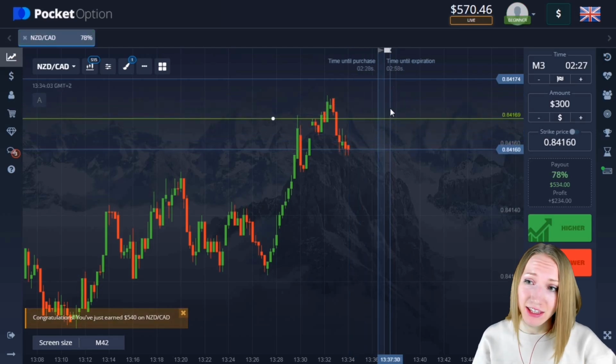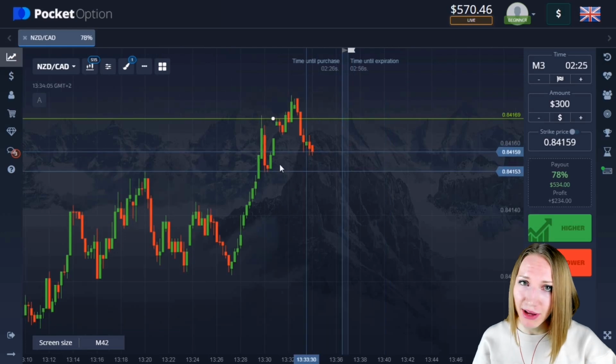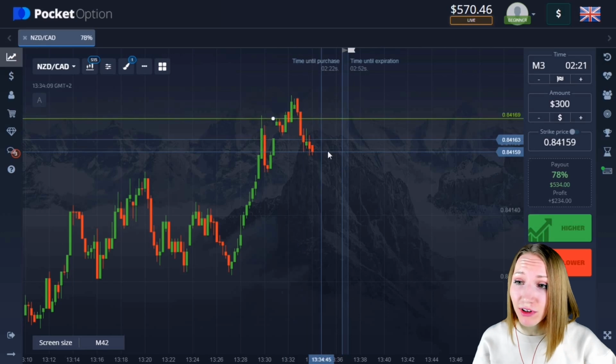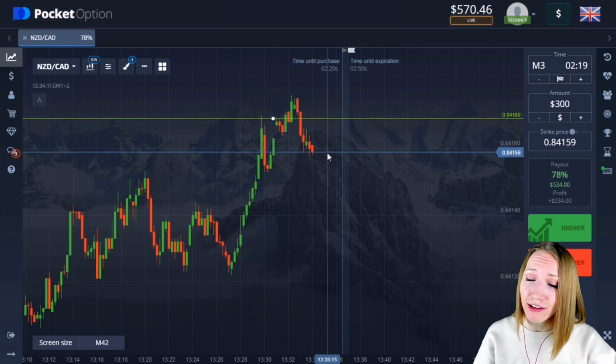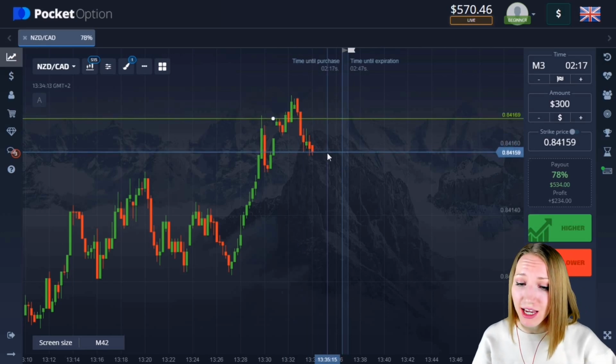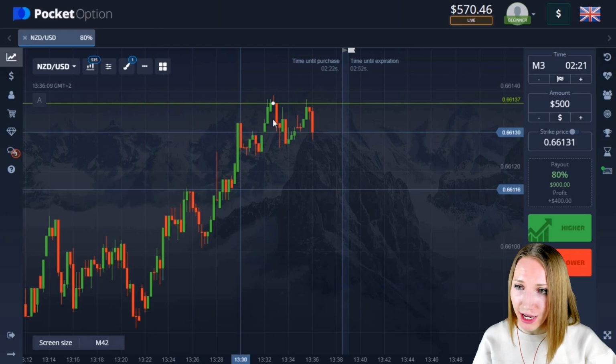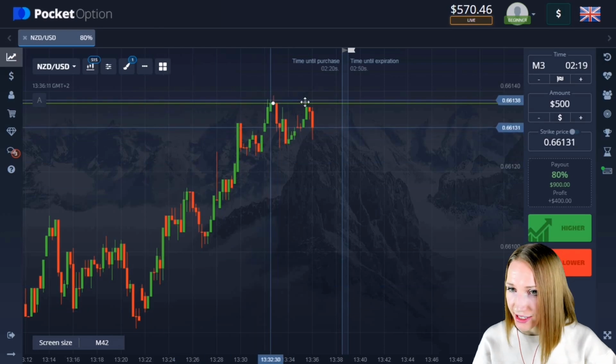Well, it's not bad. The price kept on moving up and the resistance level was broken through, and after that there was a pullback down, but we have closed our trade profitable, and this time was enough here, so let's continue.